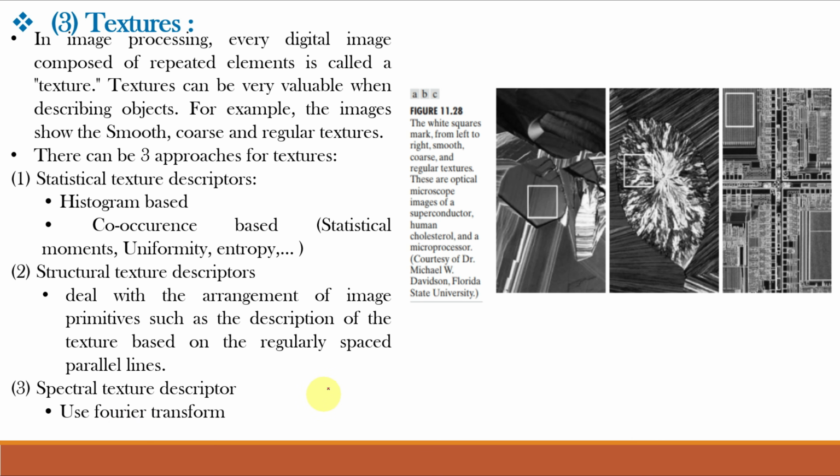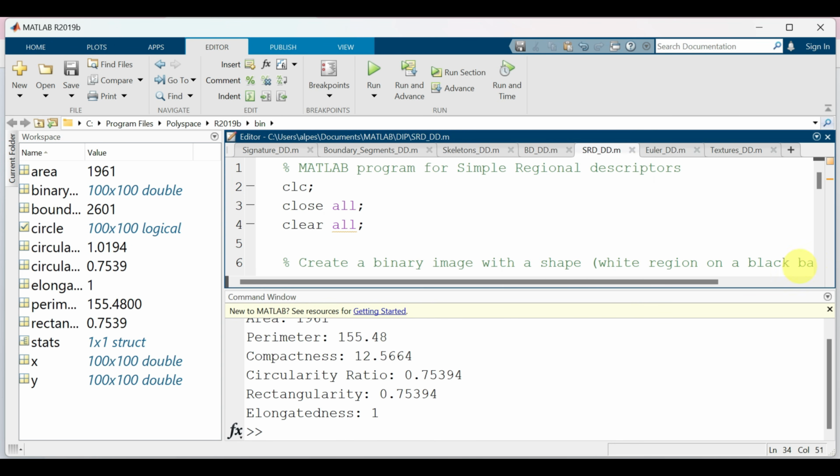And see, each of these approaches has its own advantages and is suited to different type of textures and applications. Choosing the right texture descriptor depends on the specific problem and the characteristics of the textures you want to analyze. In practice, a combination of these approaches may be used to provide a more comprehensive description of the texture within digital images, allowing for better object recognition, classification, and image understanding. Let us implement simple regional descriptors, topological descriptors, and textures in MATLAB.